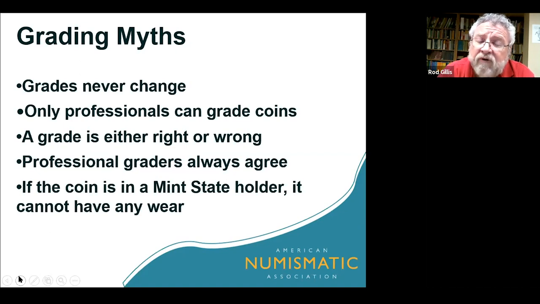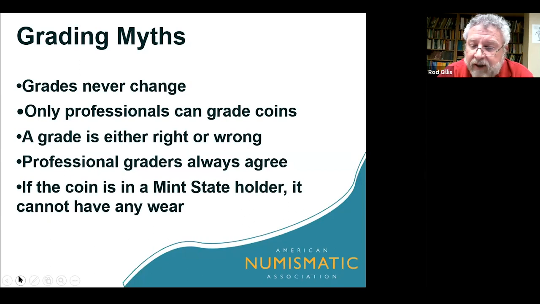If you have two graders and they're off by a point, chances are that's pretty good. Now, if I look at a coin and I grade it as being in good condition, and someone else grades it as being in almost uncirculated, one of us is wrong and one of us has a problem with grading. But when you're very close, that's good enough.